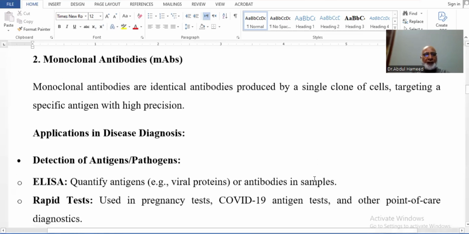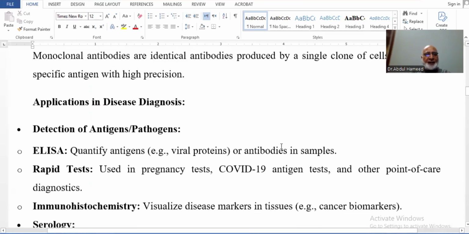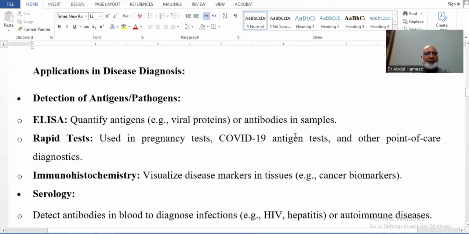I would say it is a very useful technique, and its applications in disease diagnosis include, for example, detection of antigens of pathogens. For example, we may perform an ELISA test, and the purpose is to quantify the antigen, maybe viral proteins or antibodies in the sample. ELISA is a little bit cheaper and a rapid method as compared to real-time PCR. Then rapid testing is used in pregnancy tests, COVID-19 antigen tests, and other point of care diagnosis. This is very simple. For example, we may have sticks with some antibodies attached over them, and by applying a simple sample material, we get the result.